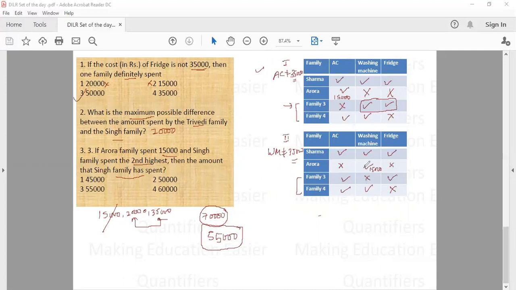In this case, when Aroras are buying washing machine for 15,000, again family 3 will be the Singh family who is buying AC and fridge, and the cost of AC and fridge can be 20,000 or 35,000 in any order. In that case, again, they are purchasing the items for 55,000. That means if Singh family is spending the second highest amount, they must have spent 55,000, given in option 3.